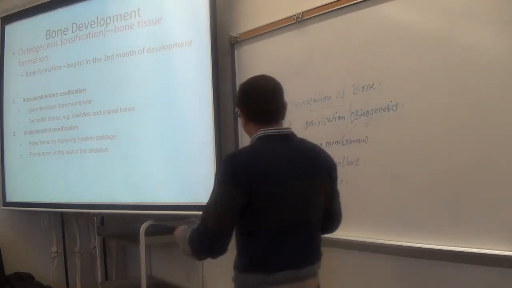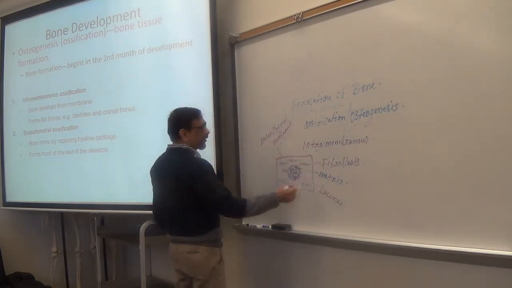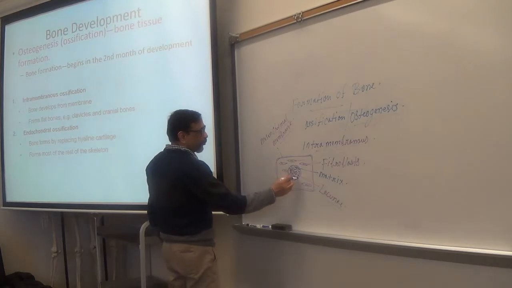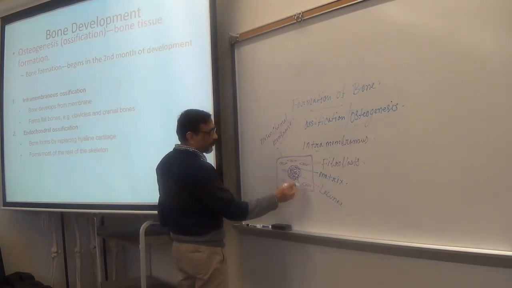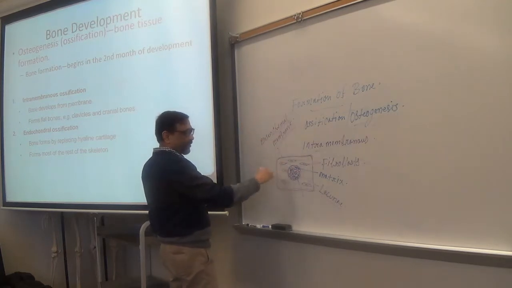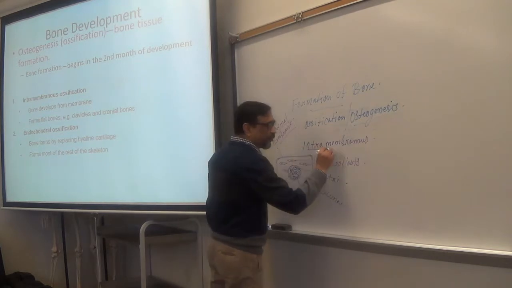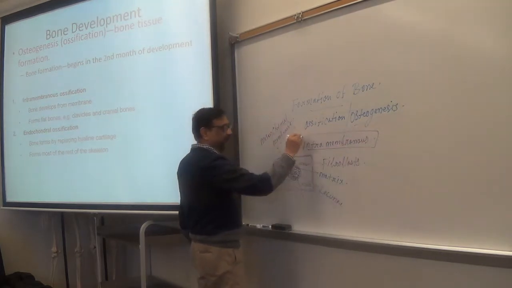So it will start in the center, then it will occur everywhere. So that is how a bone is formed from the mesenchymal membrane. And that's why this type of ossification or bone formation is called intramembranous ossification. Okay?